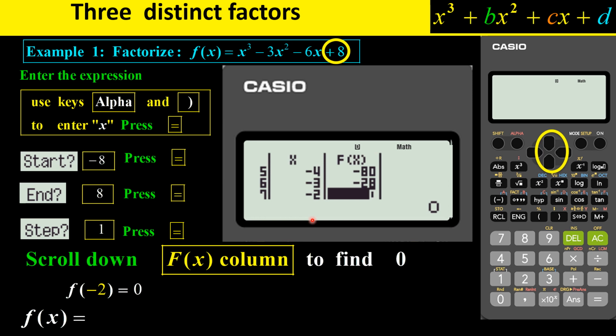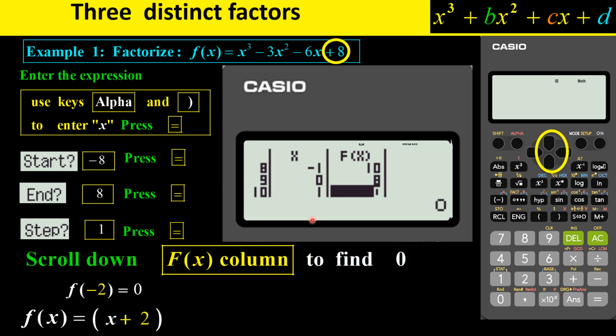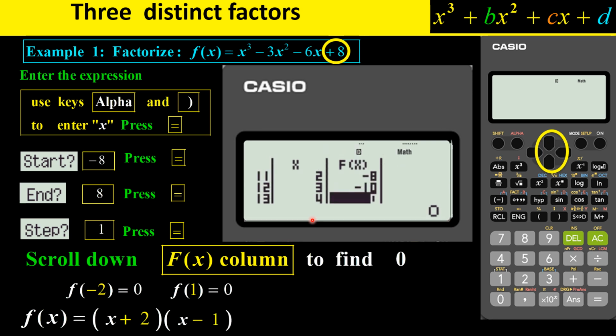So if f(negative 2) is 0, from the factor theorem, x plus 2 is a factor. I scroll down further, and I see f(1) is 0. Now, if f(1) is 0, it means x minus 1 is a factor. I scroll down further, and there I get it, f(4) is 0. So x minus 4. And there you've got your factors for x cubed minus 3x squared minus 6x plus 8.